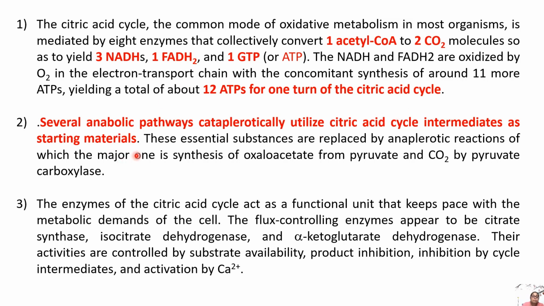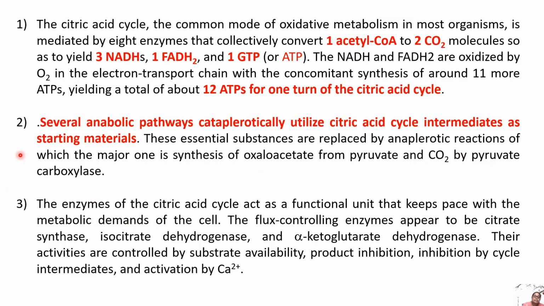Now, several anabolic pathways cataplerotically utilize citric acid cycle intermediates as starting materials, and these essential substances are replaced by anaplerotic reactions, of which the major one is synthesis of oxaloacetate from pyruvate and carbon dioxide by pyruvate carboxylase.